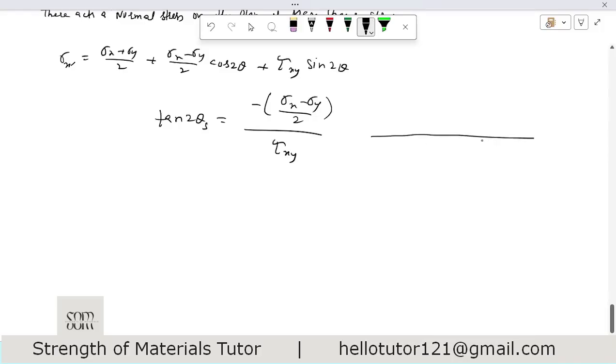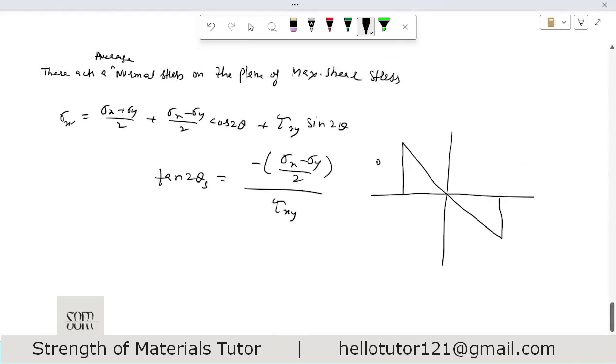Now what is the graph of this? It is like this, right? Let us say this is sigma x minus sigma y by 2. Let us say it is 2 theta s. Then this is perpendicular and this is base. So I will be talking about only one triangle here. Now we'll find the value of cos 2 theta s from here.